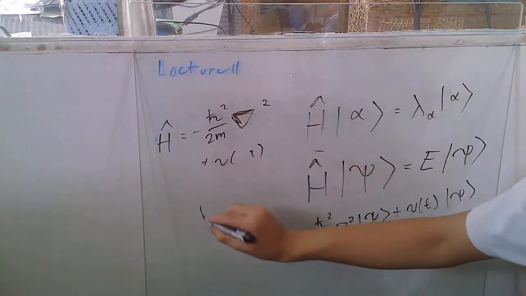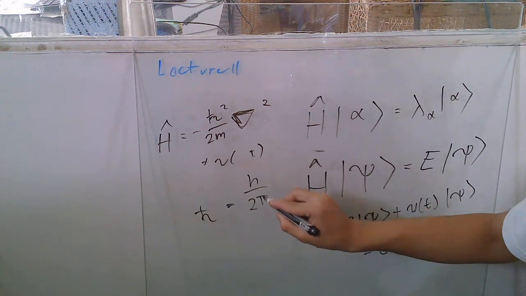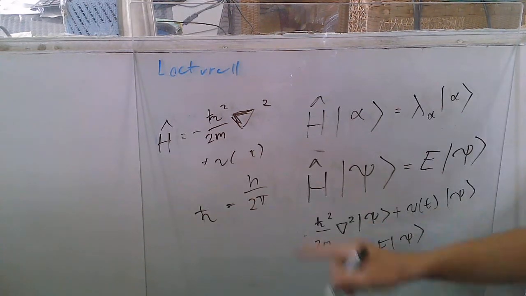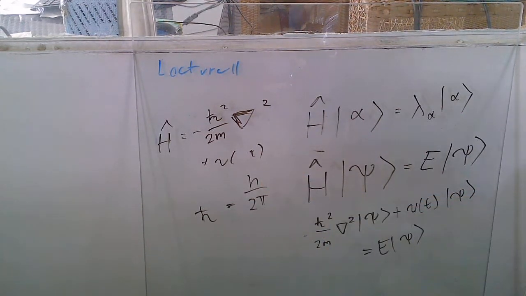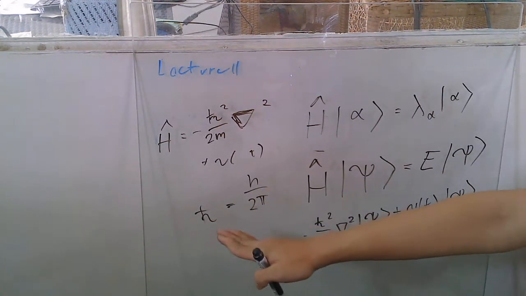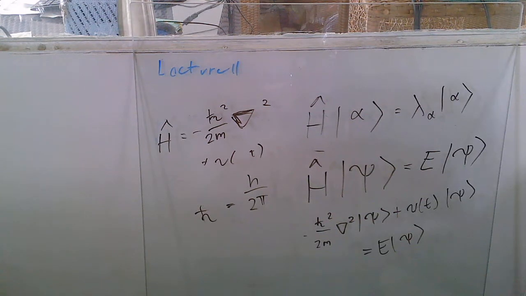And what is h bar? H bar is basically just h over 2 pi, where h is Planck's constant, named after Max Planck. I'm not really going to discuss much about h, but that's what h bar is. H bar is h over 2 pi. That's what it is.